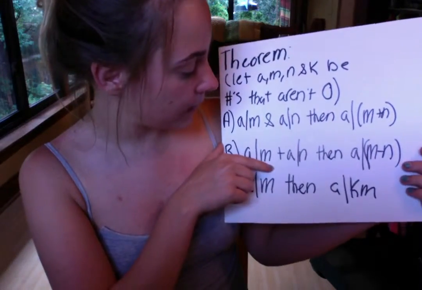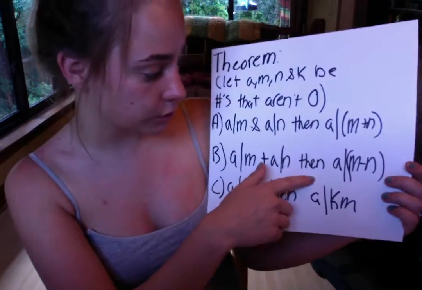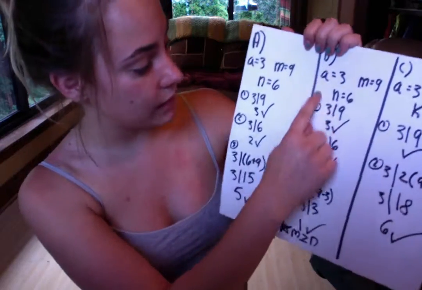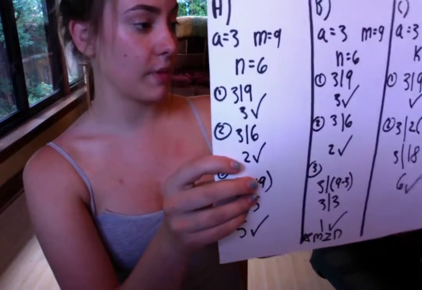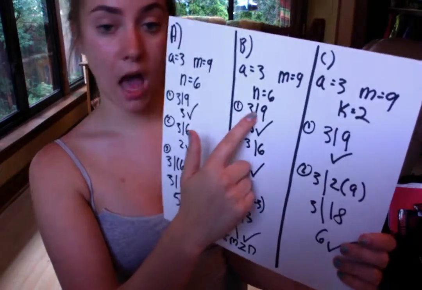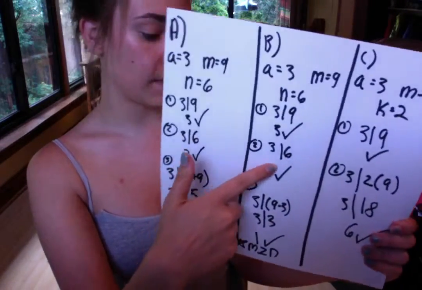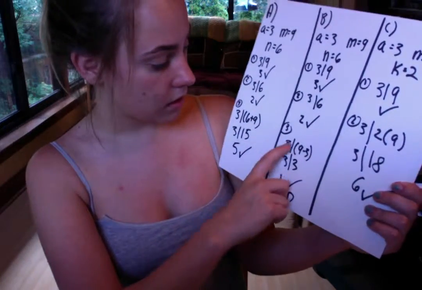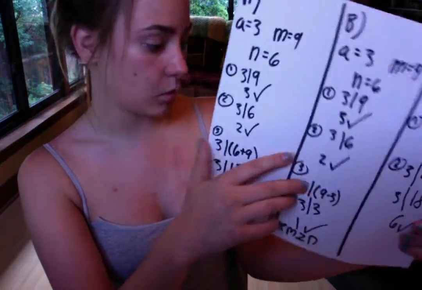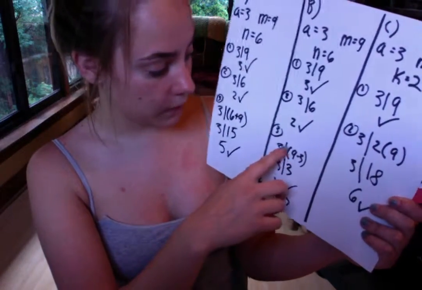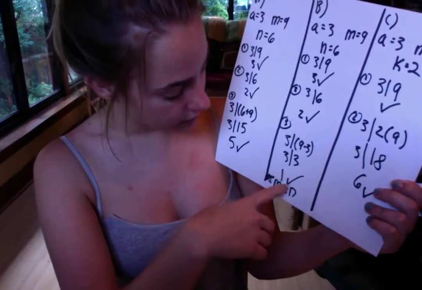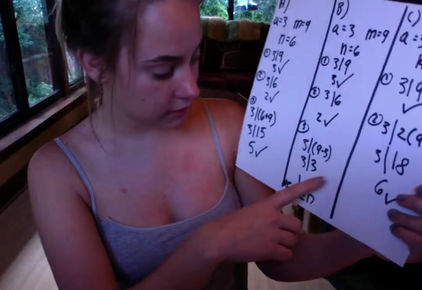Next, we have a divided by m plus a plus n. If these are true, then a equals m minus n. We have the same setup here, since the beginning of the problem is the same. A divided by m is true. A divided by n is true. This means that a should be divided by m minus n equally. So 3 divided by 9 minus 3. 9 minus 3 is 3. This means that, yes, it works.